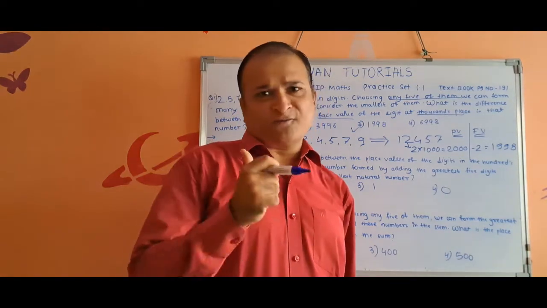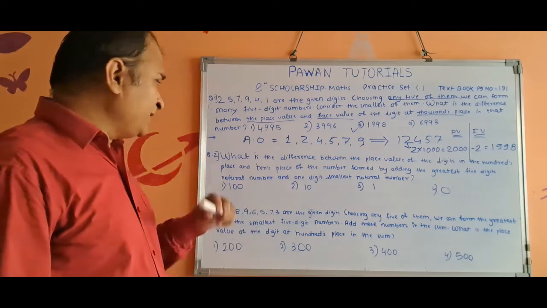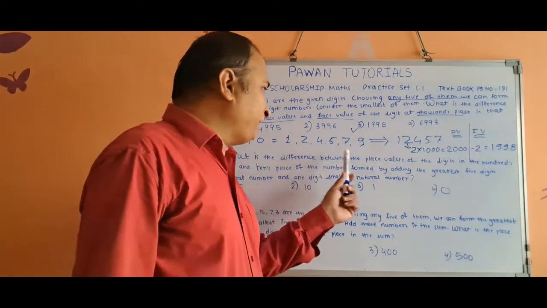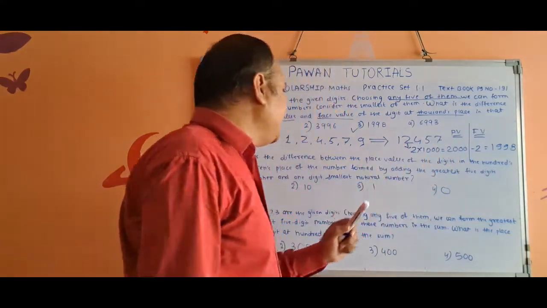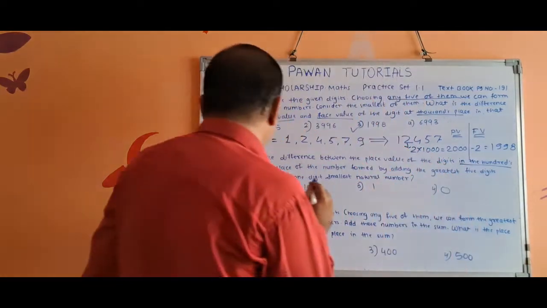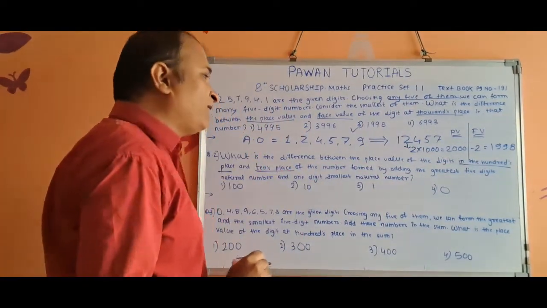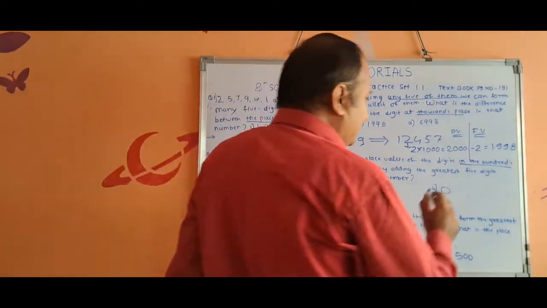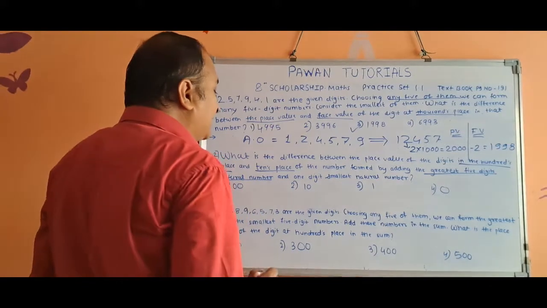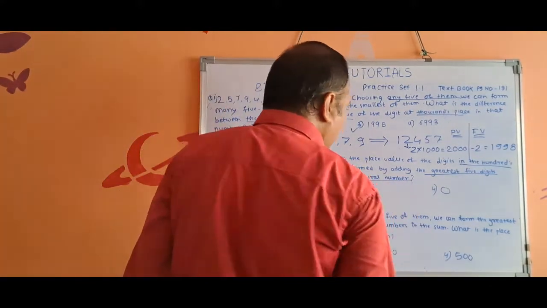Understood, students? Very good. Now let us see the next question. The next question they have asked is, what is the difference between the place value of the digits in the hundreds place, let me underline this, hundreds place, and the tens place of the number formed by adding the greatest 5-digit natural number and the smallest 1-digit natural number?